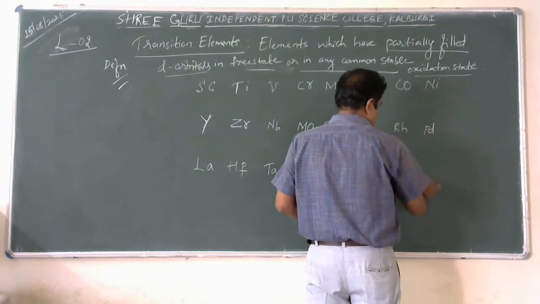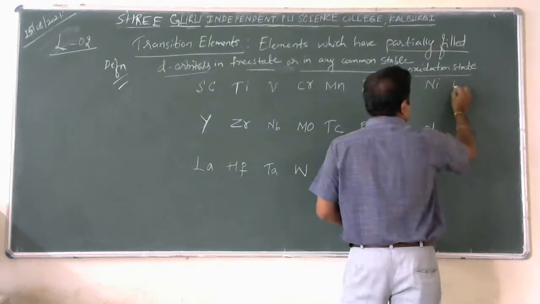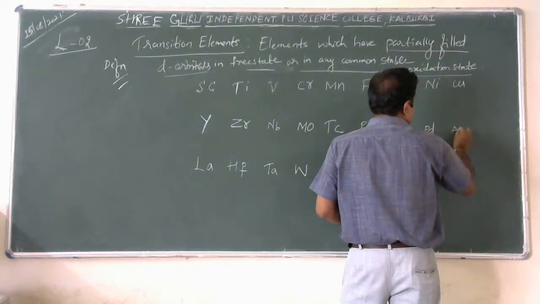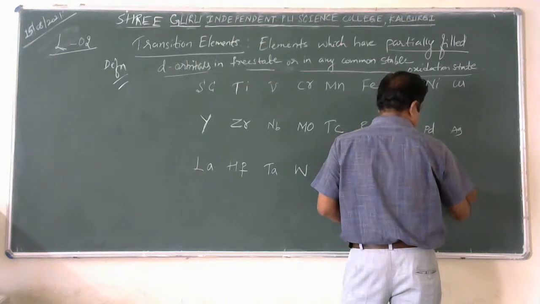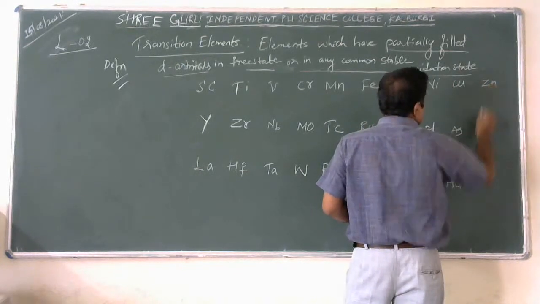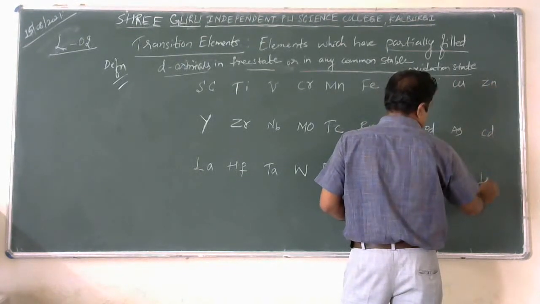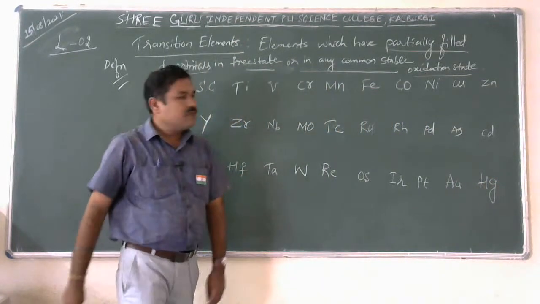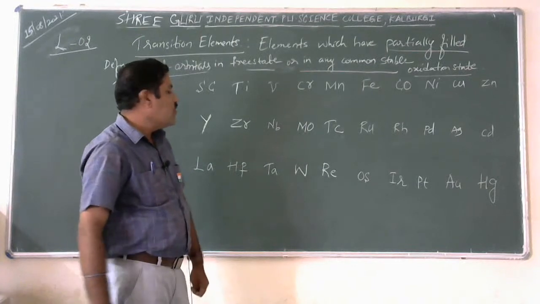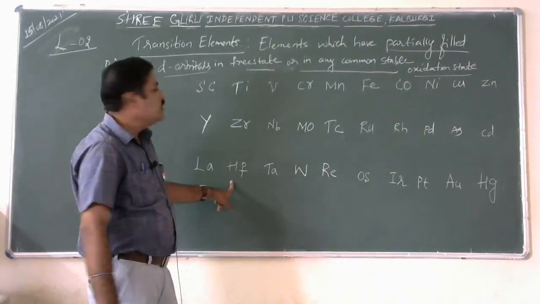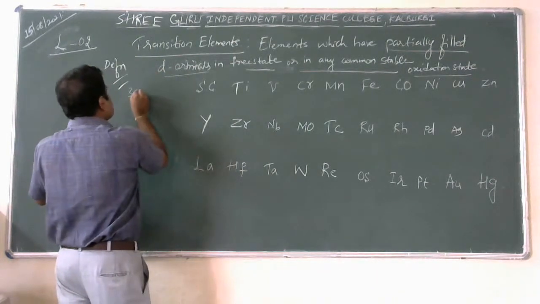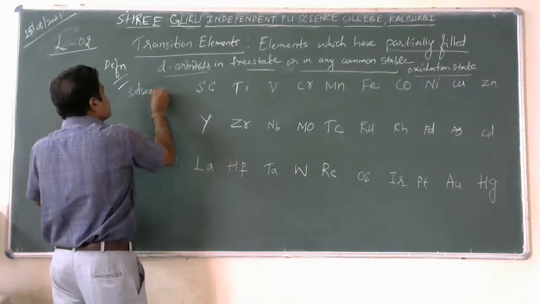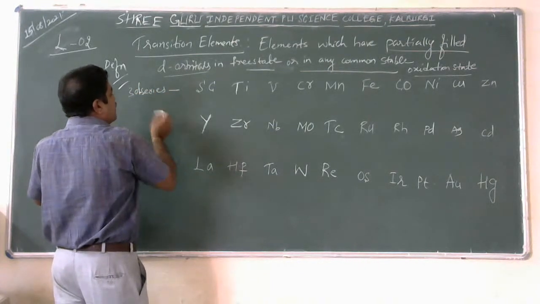palladium, and platinum. Then copper, silver, and gold. Okay, zinc, cadmium, especially mercury. Like this, you should be able to remember elements of 3D, 4D, and 5D series. Right? See, this is 3D series. 3D series elements from scandium to zinc.